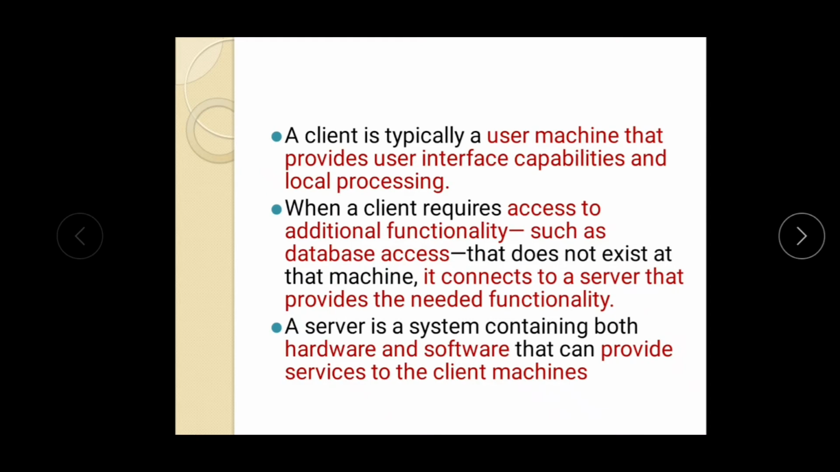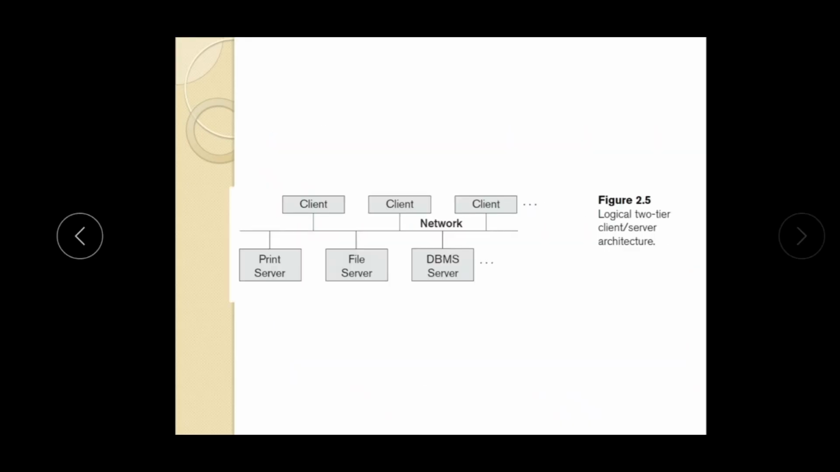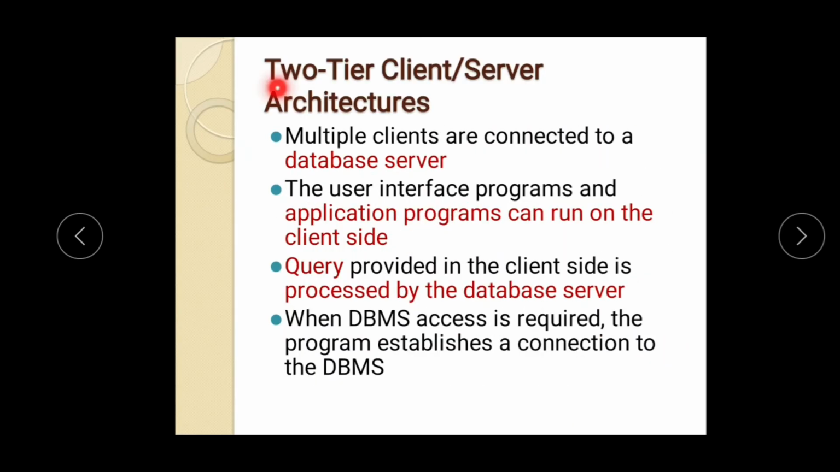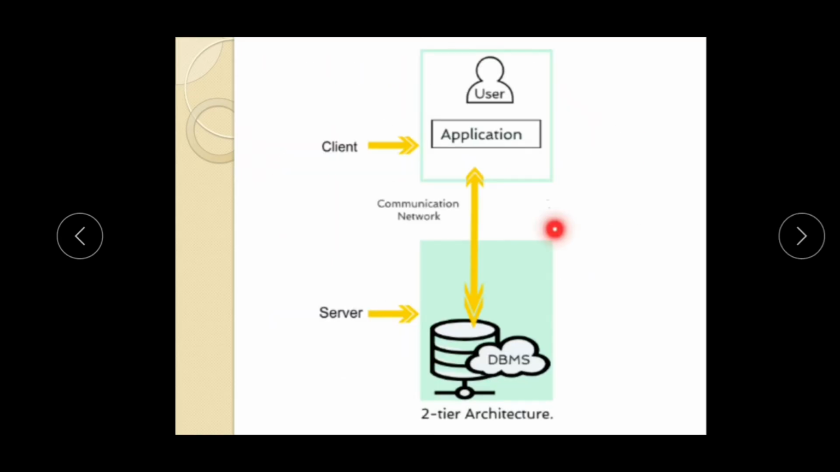So we have studied centralized architecture. The second one is the basic client-server architecture. Now the next one is the two-tier client-server architecture. Here multiple clients are connected to a database server. The mechanism is that we have only a database server, the DBMS server. This is one client.